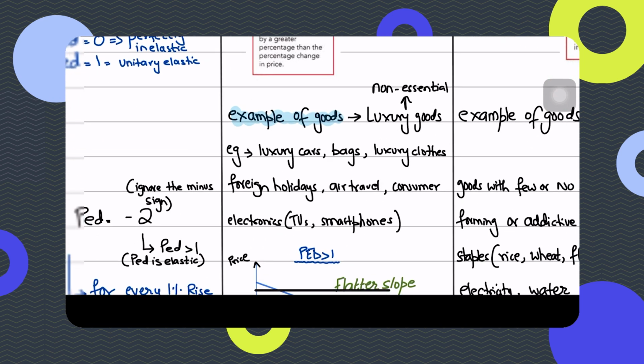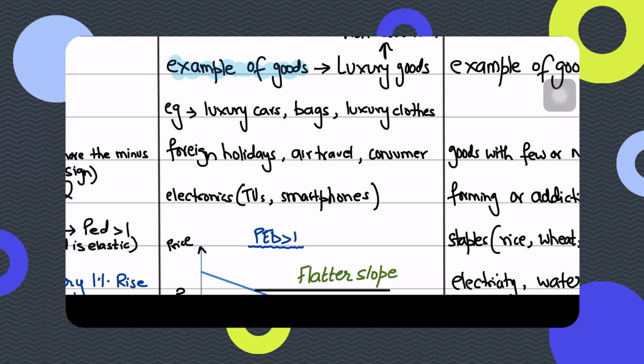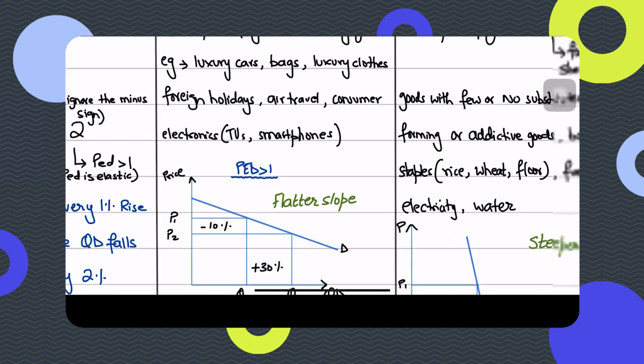Now, what are those goods that usually have an elastic demand? This is something that you should know. Non-essential luxury goods are goods which have elastic demand. Consumers are very sensitive to their price changes. Immediately when the price goes down, you'll witness a sudden surge in quantity demanded, and we already saw that in the previous video as well. Luxury cars, luxury bags, luxury clothes, foreign holidays, air travel, consumer electronics like televisions and smartphones. These all have elastic demand.